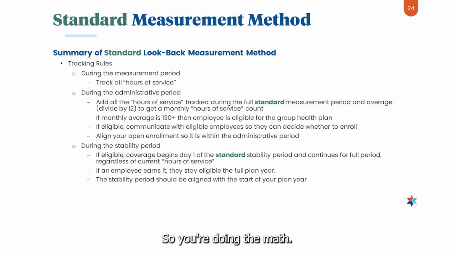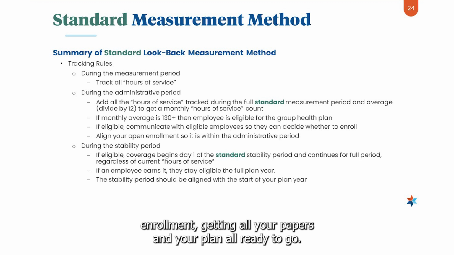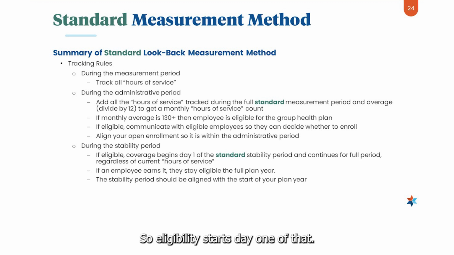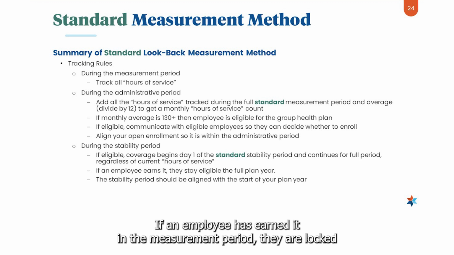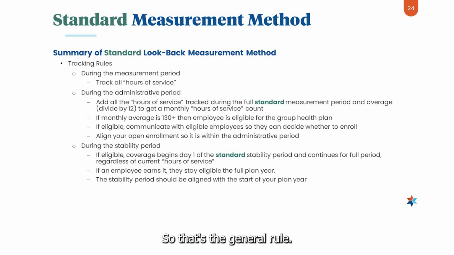So you're doing the math, figuring who's eligible, communicating, having your open enrollment, getting all your papers and your plan ready to go. Then your stability period is your actual plan year, right? And that's 12 months, and it starts on day 1. So eligibility starts day 1 of that. If an employee has earned it in the measurement period, they are locked in, for lack of a better word, to eligibility for the full plan year. So that's the general rule.